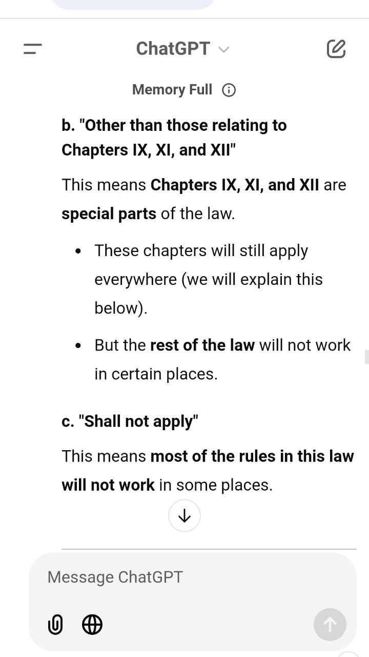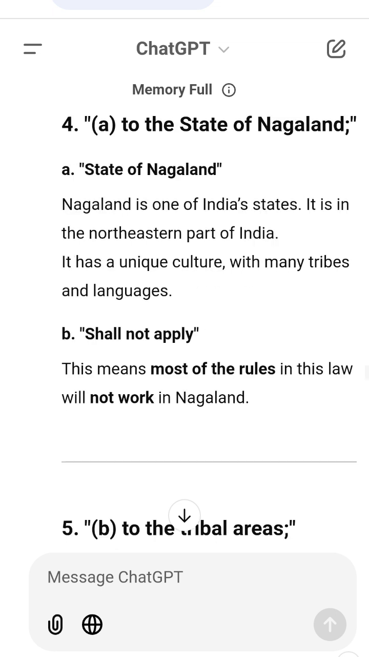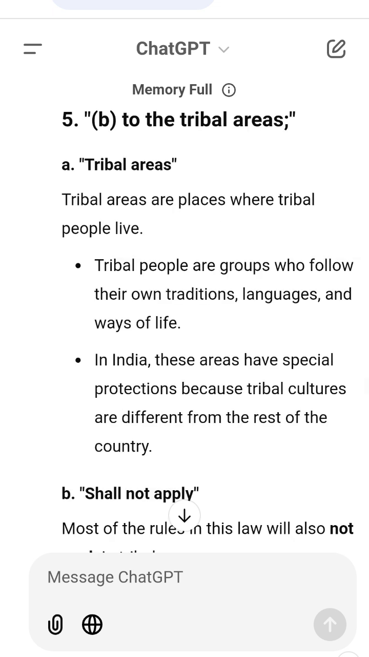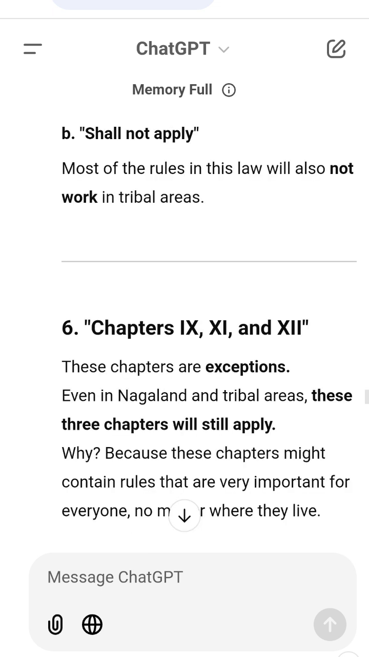5. Why some areas are excluded. India has many different kinds of people, cultures, and traditions. Some states like Nagaland and tribal areas are special. They have their own rules and systems to protect their way of life. That's why the government decided that most parts of this law will not apply there.